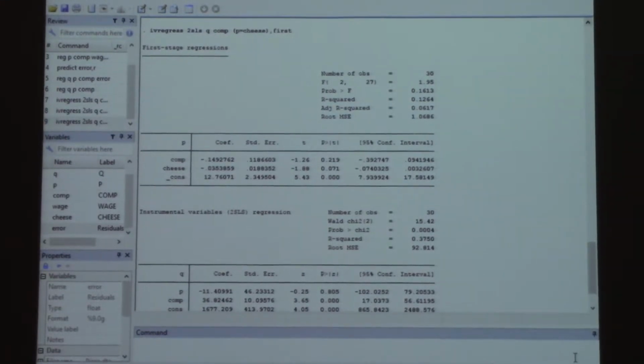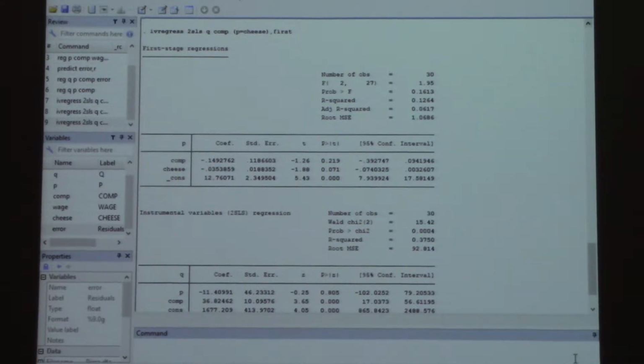So the problem is, yeah, we got an instrument, yes, it's correlated, but it's not very strongly correlated. A weak instrument, this is important, a weak instrument is worse than no instrument at all. In other words, our OLS regression is probably more accurate than our instrumental variable regression with a weak instrument like the price of cheese.